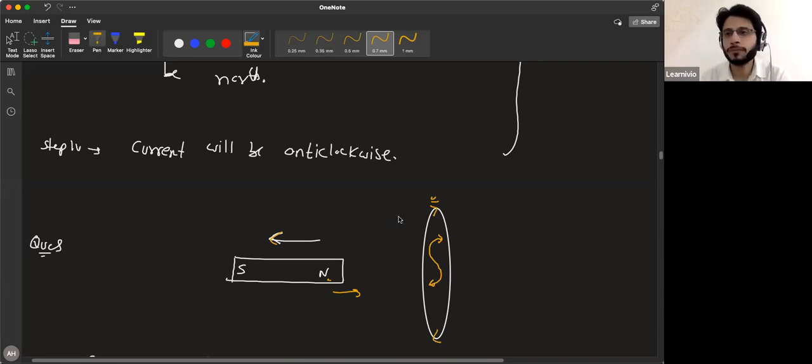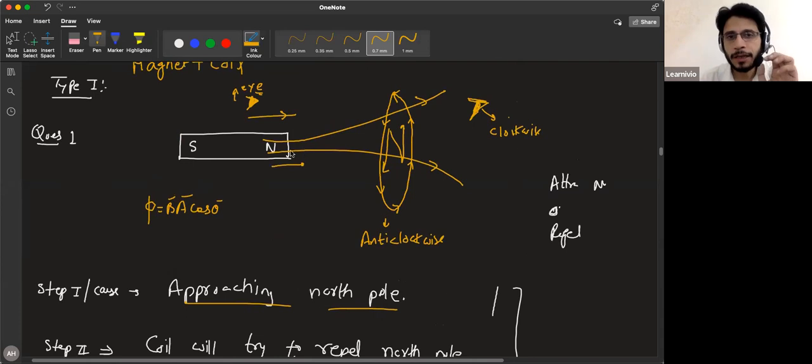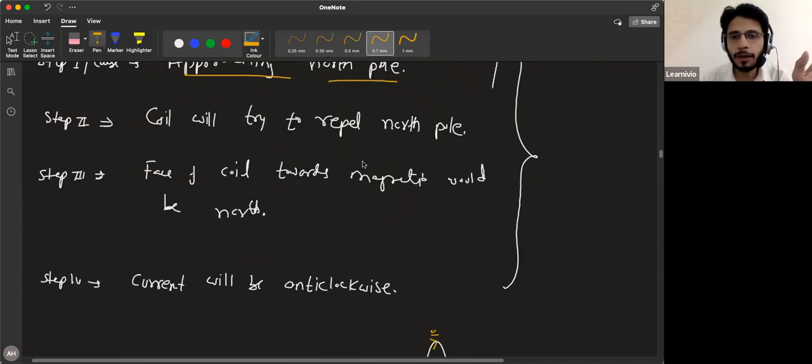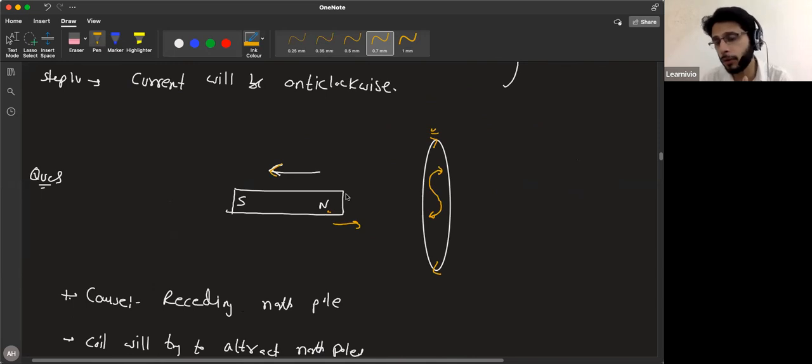But it will repel, right? Why will it repel? See, it does not always repel. It just tries to oppose the cause. Here, the north pole was trying to approach the coil, so the coil will oppose it and try to repel it. Here, it's already going away from the coil. So if the coil repels it, it's supporting its motion. The coil will oppose every time.